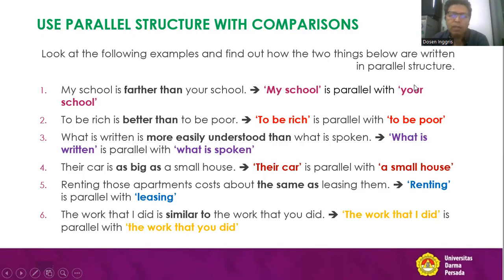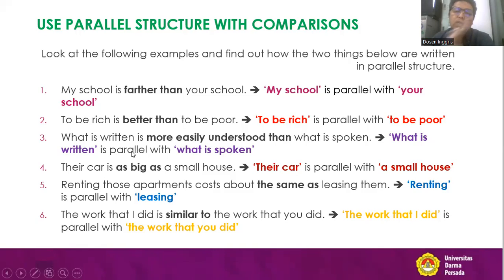This one is noun and noun. This one is infinitive, infinitive. Number three, what is written is more easily understood than what is spoken. Somebody asks you, is it a comparative sentence?